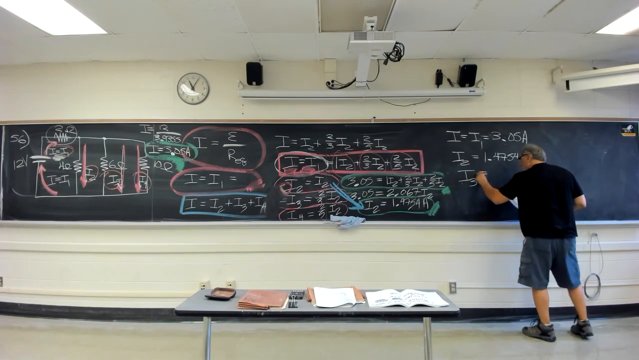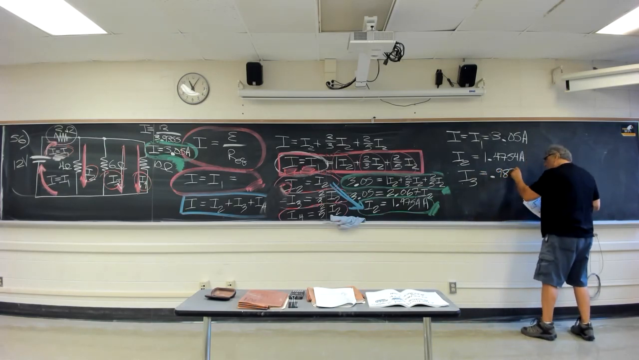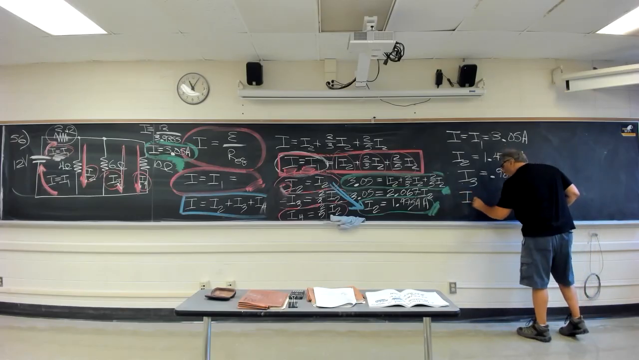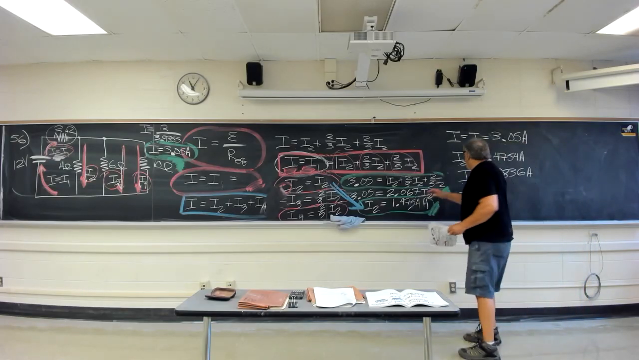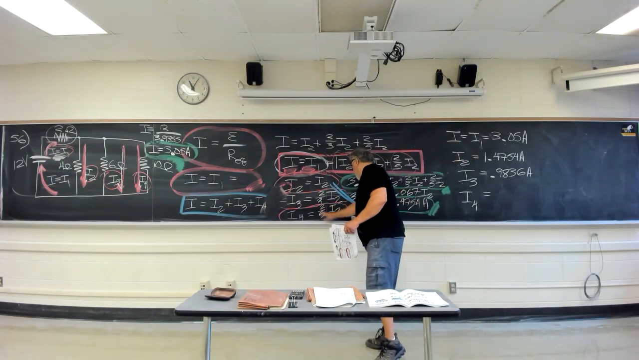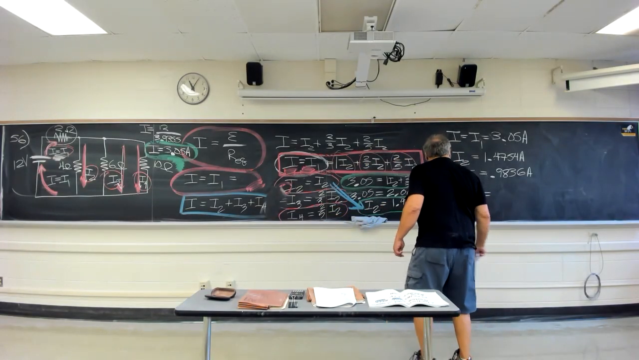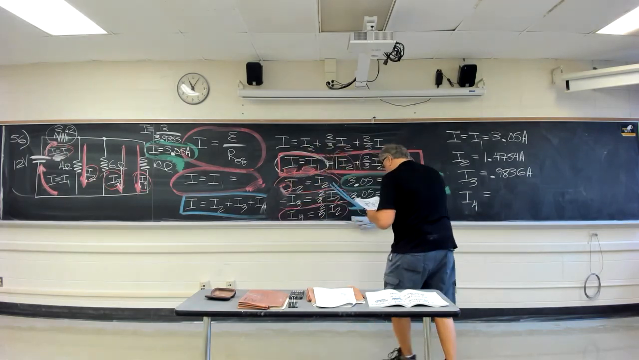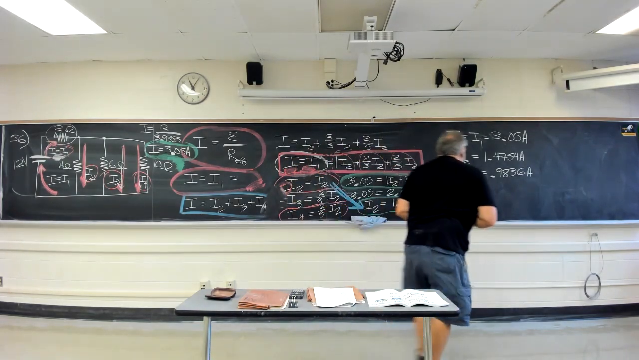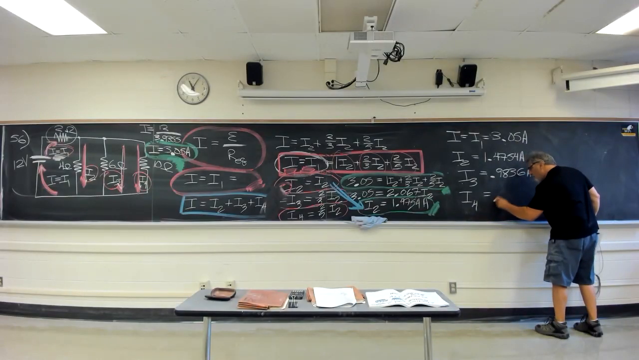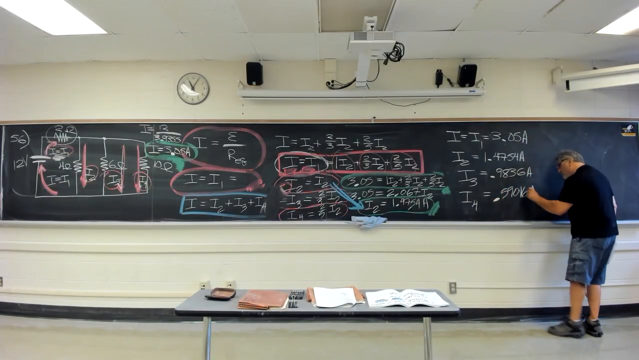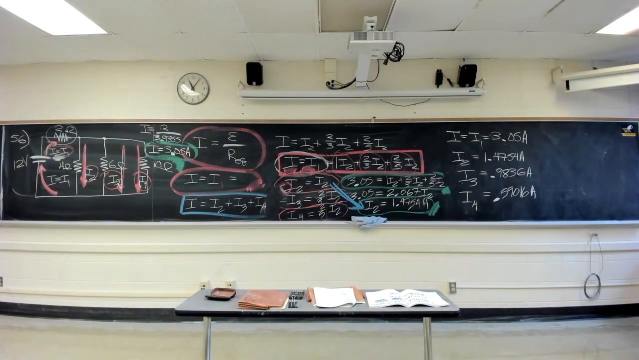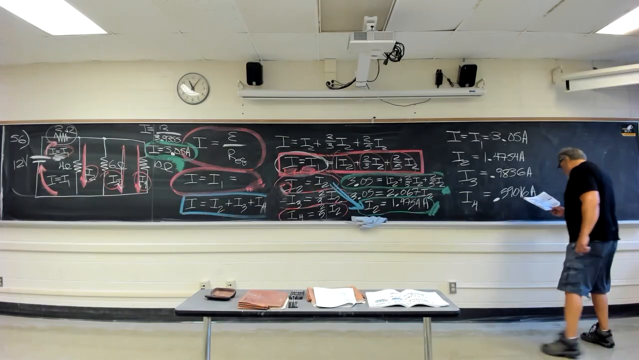I sub 3 is 0.9836 amps. I sub 4 is 2/5 of I sub 2. So 1.4754 times 2/5, which is just 0.4, and that's 0.59016. Correct, 0.59016. That's everybody. That's good that it's everybody.